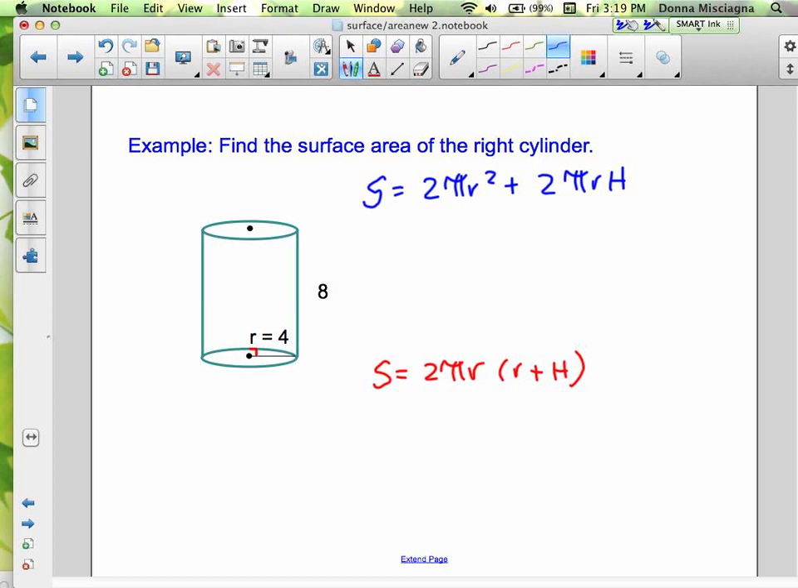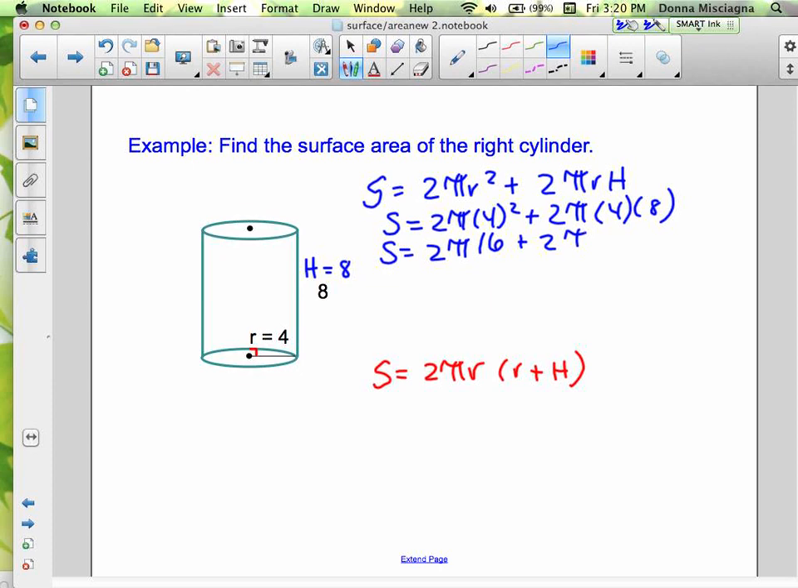All right, so we have the radius, we have the height. Our height is 8. All we need to do is plug in and simplify. So s is equal to 2 times pi times 4 squared plus 2 times pi times 4 times 8, which gives us s is equal to, make sure you square first, 2 times pi times 16. I just tend to rewrite this exactly as it is and multiply each term in one step. 2 times 16 would be 32 pi.